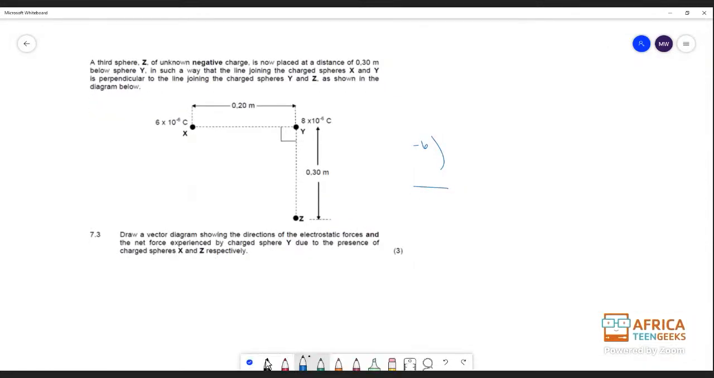So what you're going to draw is your force between X and Y. Because they're both positive, they are repelling each other, so it's going to look like this. They're going to push each other away. So that is F of X and Y. Your force of Y and Z means your Y is going to be drawn towards your Z because they have opposite charges.